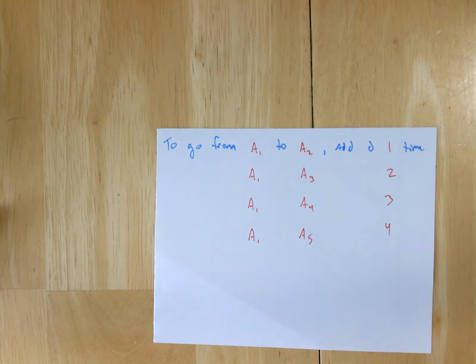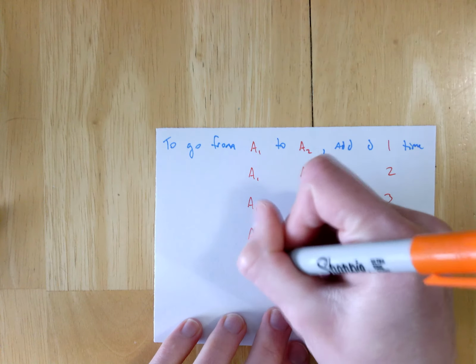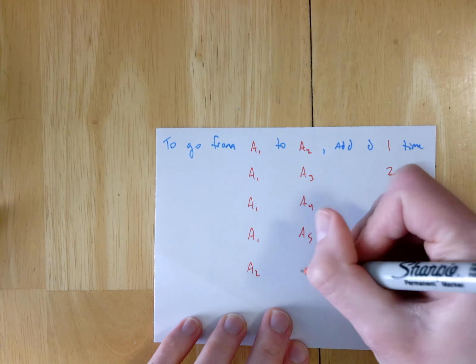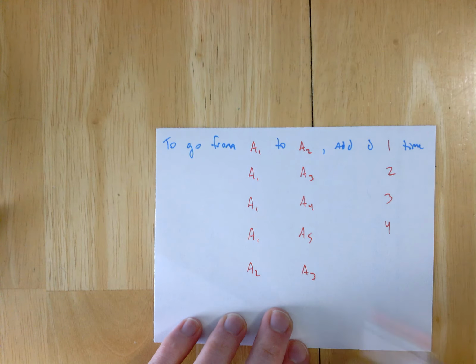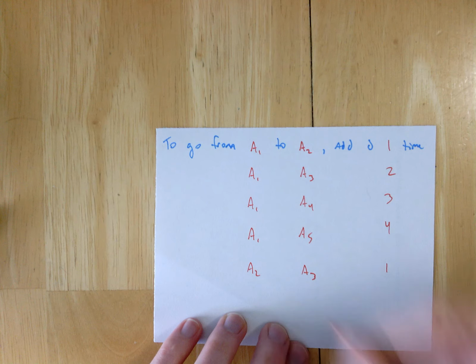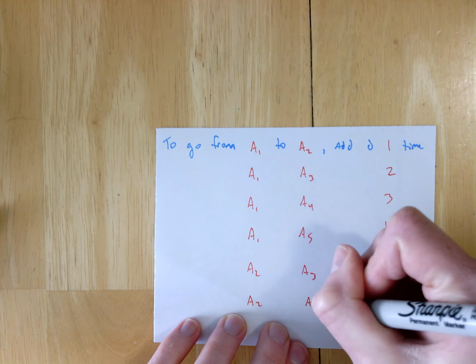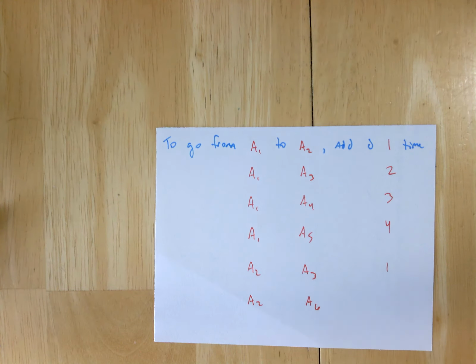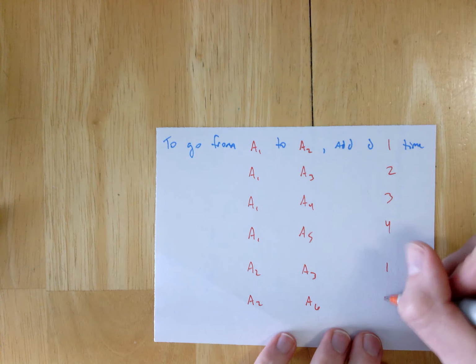What if instead of starting at A1, I want to start at, say, A2? What if I want to go from A2 to A3? Well, how many times would I have to add d? Just once. They're only one spot apart, right? If I wanted to go from A2 to A6, I'd have to add it once to get to the 3rd, once to get to the 4th, once to get to the 5th, once to get to the 6th. That's 4 times.